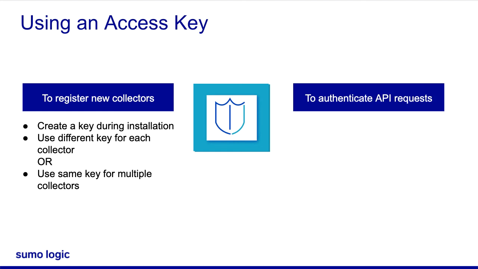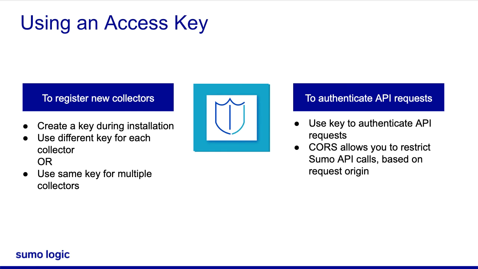Access keys are the only way to authenticate API requests. Sumo Logic supports cross-origin resource sharing, or CORS, which allows you to restrict Sumo API calls based on the request origin. When you create an access key, you can specify an allow list of domains that are allowed to call Sumo APIs using that access key. Requests from other domains will not be accepted.